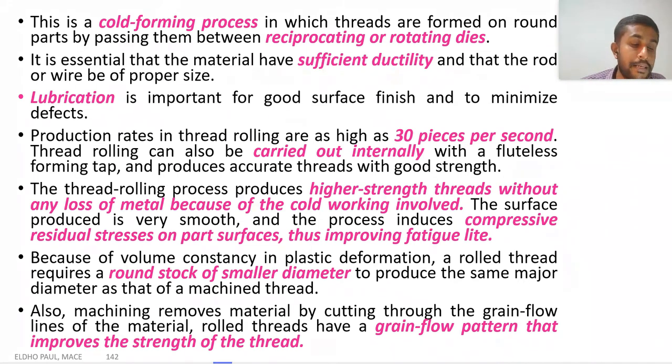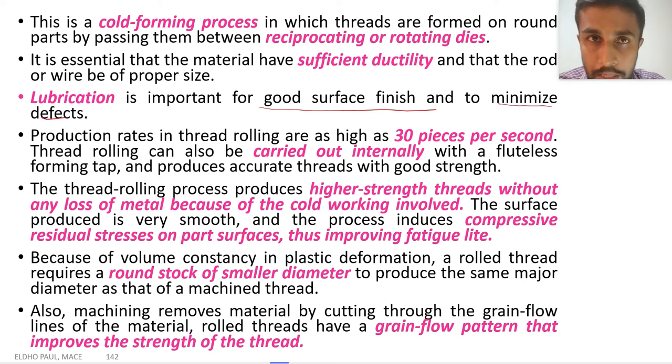It is essential that the material should have sufficient ductility. This is very important, because when we do a rolling operation, if the material is brittle, there is a chance for crack development and fracture of the threaded regions in the workpiece. So in order to avoid that, the material should be very ductile during the rolling process. And for that, we can do different heat treatment processes to increase the ductility of the material, like annealing. Lubrication is very important for maintaining good surface finish and minimizing the defects during the thread rolling process. We already saw that we provide lubrication in the gap area.